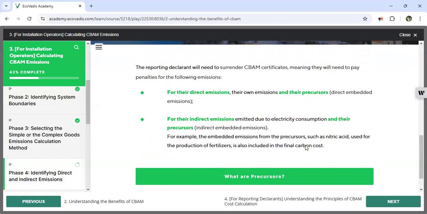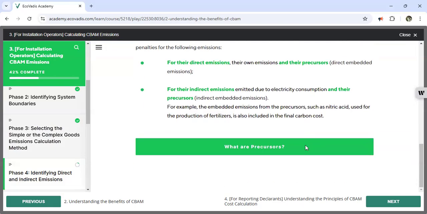For their direct emissions, their own emissions and their precursors, direct embedded emissions. For their indirect emissions emitted due to electricity consumption and their precursors, indirect embedded emissions. For example, the embedded emissions from the precursors, such as nitric acid, used for the production of fertilizers, is also included in the final carbon cost.